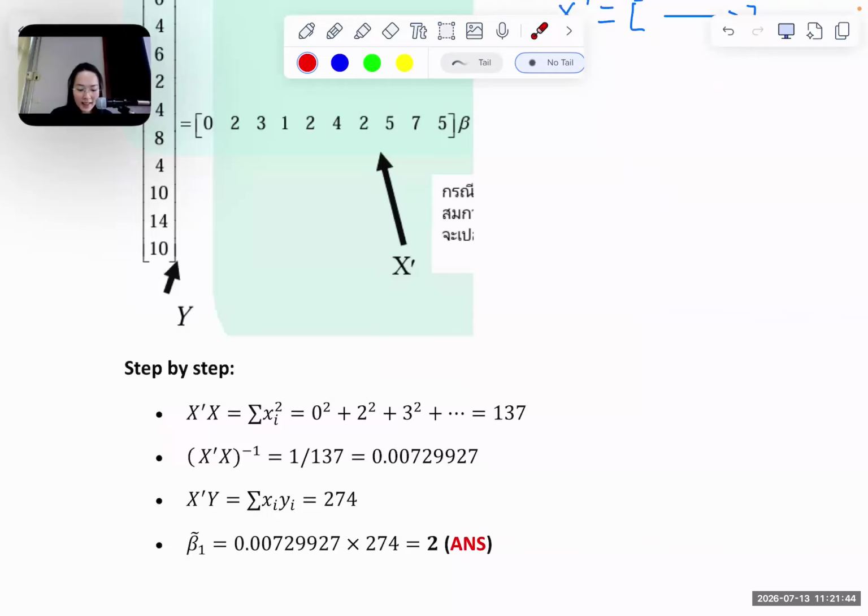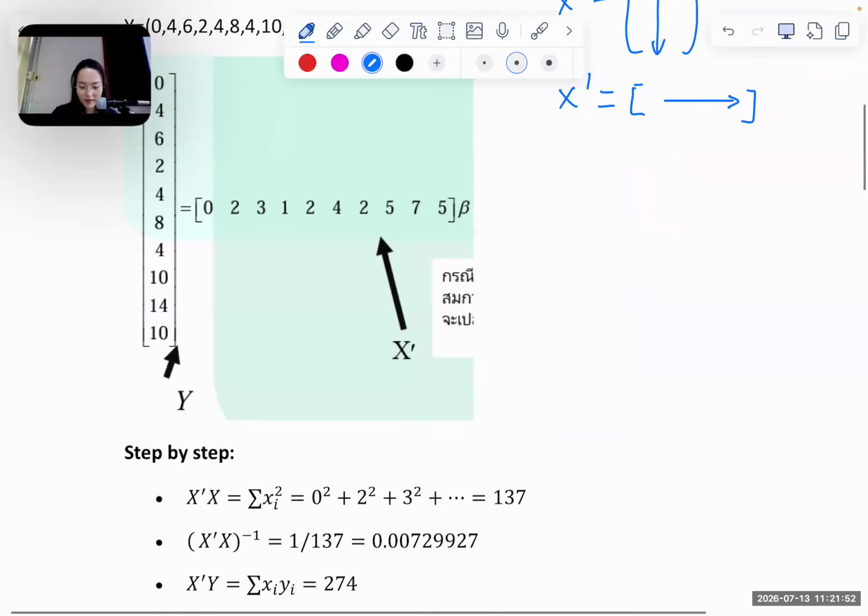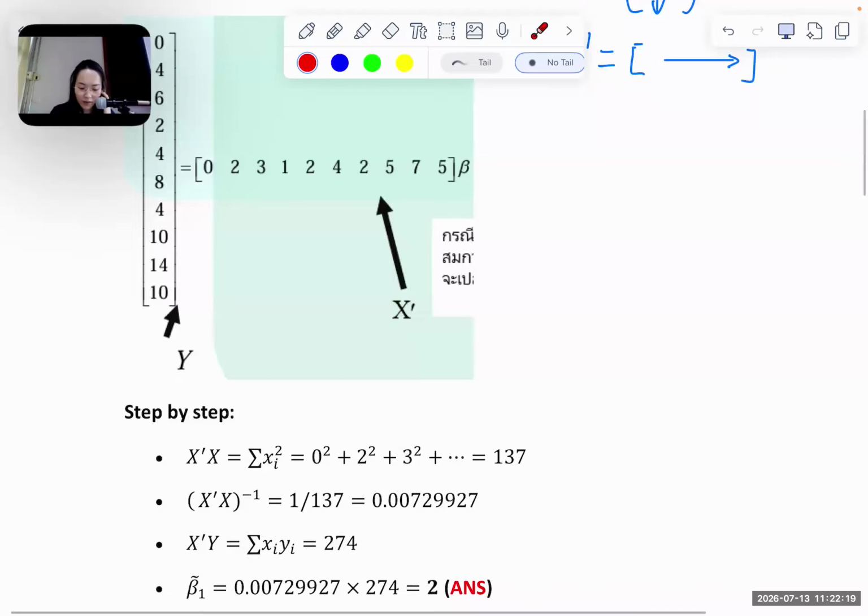Let's do it step by step. First, you should calculate X transpose X. Because our data are numbers, X transpose X also means the summation of xi squared. For each number, just 0 squared plus 2 squared, all the way through to 5 squared. And you get 137. This one is easy, right? So the first one, X transpose X, is done.